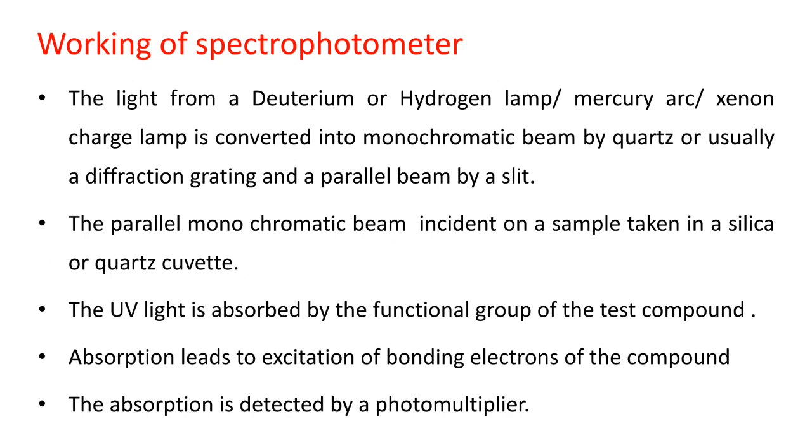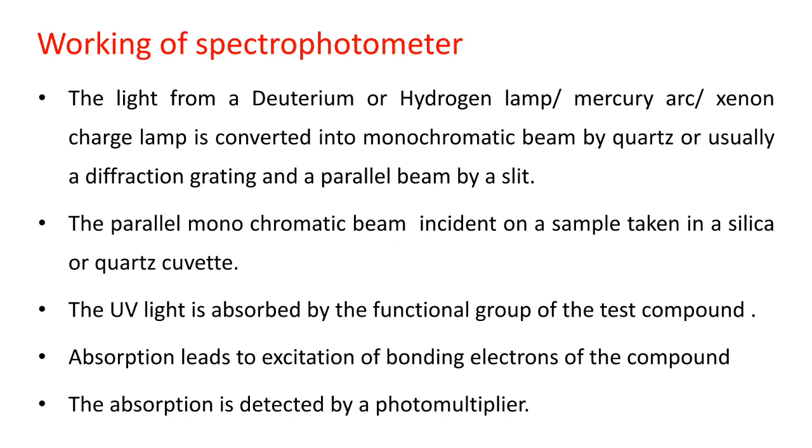So, how does the spectrophotometer work? The light from the deuterium or hydrogen lamp, mercury arc, or xenon discharge lamp is converted to a monochromatic beam by a diffraction grating, and a parallel beam by a slit. The parallel monochromatic beam is incident on the sample, which is taken in a silica or quartz cuvette. The UV light is absorbed by the functional group of the test compound.